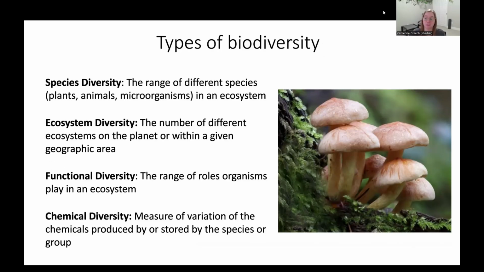We can number the species, that would be species diversity, the different type of ecosystems, how organisms interact, their functional roles in those ecosystems. That would be ecosystem diversity and functional diversity. And some people get really excited about the different types of chemicals stored and used in each ecosystem. That would be chemical diversity. The type that we use as ecologists is species diversity, and more often, we're using genetic diversity.